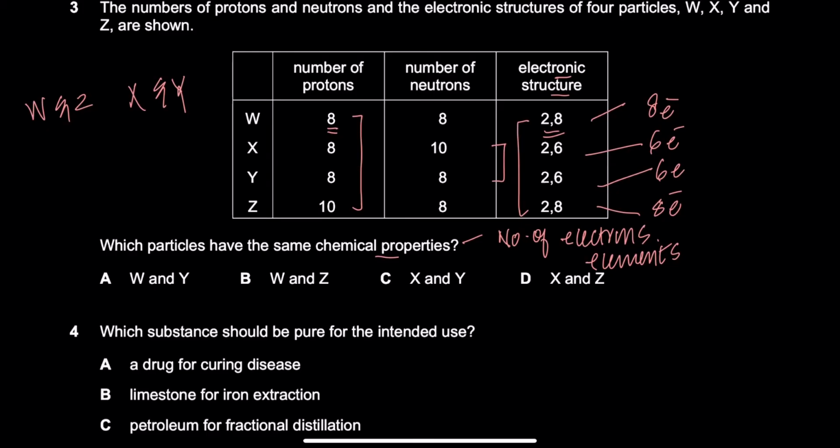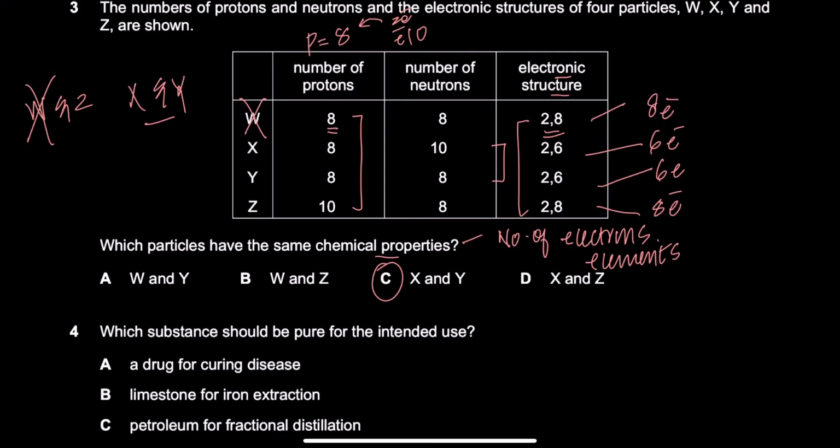The number of protons is 8, but it has an electronic structure of 2,8, which means the protons are 8 but the electrons are 10. That is only possible if it had gained 2 electrons, right? So it's no longer an element, it's an ion. Therefore we will cancel out W. W is out of the way. So if W is cancelled out, X and Y are the only remaining options, and we can literally just circle C, everybody.